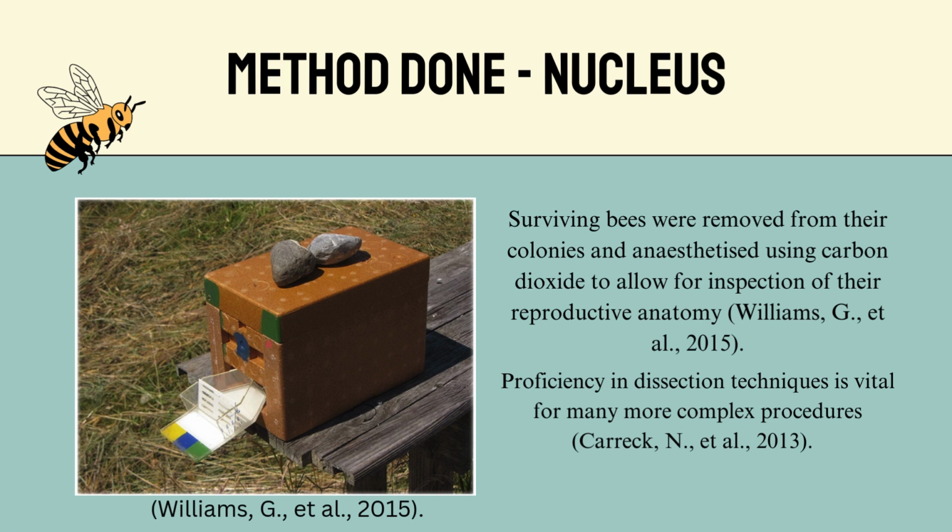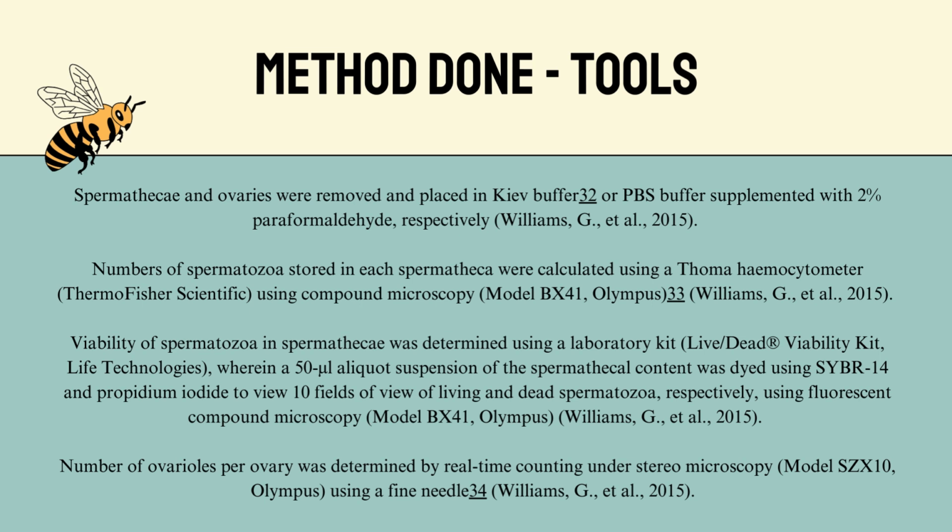The surviving bees were removed from their colonies, and they used carbon dioxide to put the bees to sleep to allow for the inspection of their reproductive anatomy. They used some other scholarly research to make sure that they had proficiency in their dissection techniques, just because this was a more complex procedure to study the reproductive anatomy.